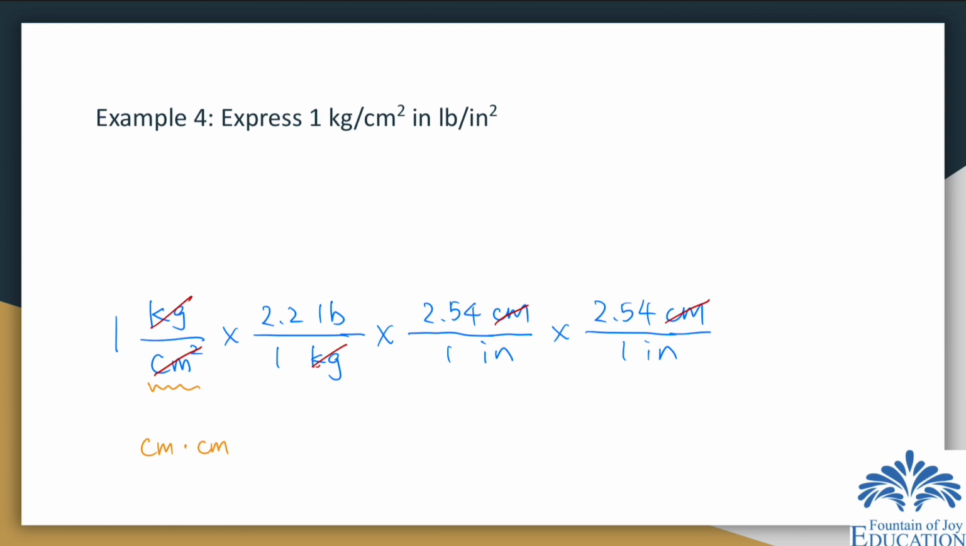So when we do the calculation, we will obtain the answer as 14.2 pound per square inch. So whenever you are trying to convert between 2 units, you just need to make sure to convert every unit to its corresponding units in a step-by-step manner.